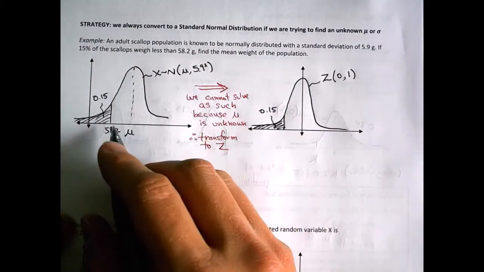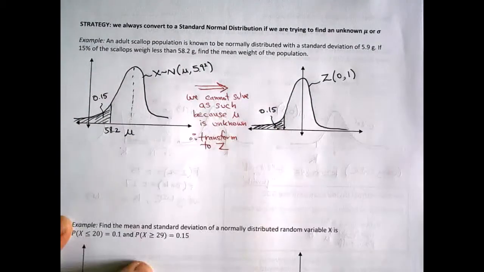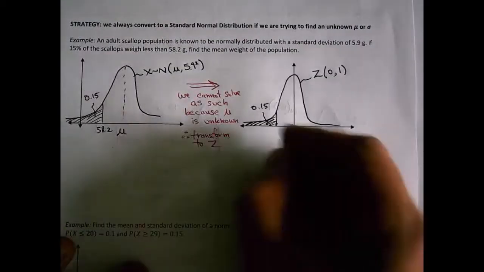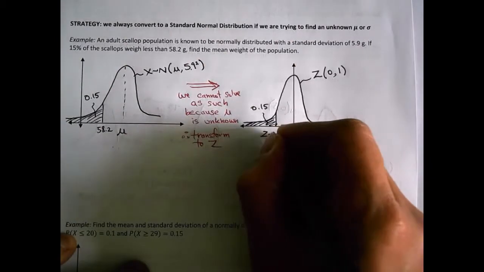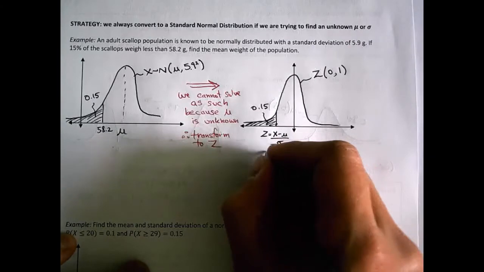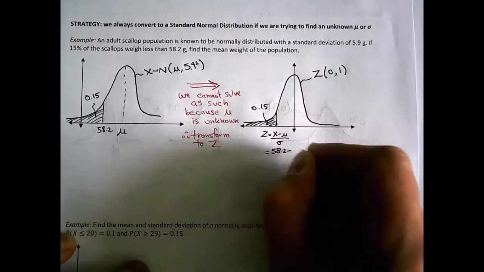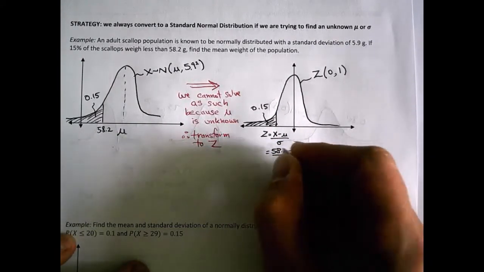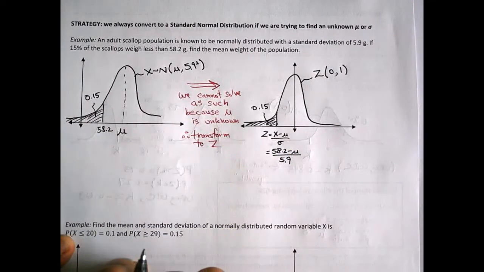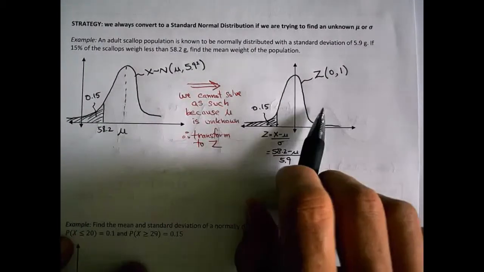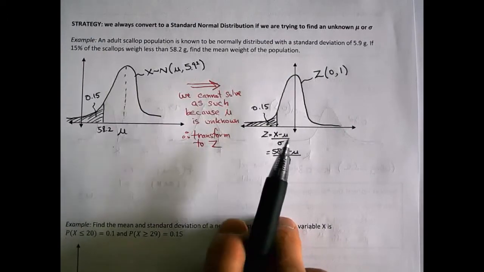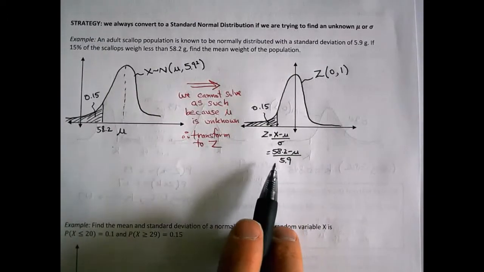Before it was 58.2. Well, it just so happens we have a formula to do that. We have the z-score formula. The z-score is the original value minus the mean divided by sigma. So my original value was 58.2, mean I don't know, and the standard deviation is 5.9. So notice how I was able to draw this over here. A few things changed, but the only one I really had to calculate was the z-score. And as you can see, I didn't really get a full answer.